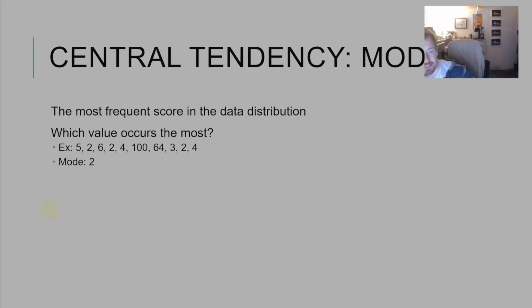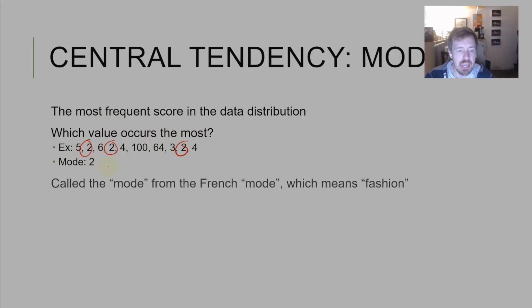The mode is the most common value in your data set. It's the most frequent score. So it's which value occurs the most. In this data set right here, 5, 2, 6, 2, 4, 100, 64, 3, 2, 4, the one that occurs the most is going to be 2, and so we report that. If you have more than one mode, like if we had 3 5s in here, then we say the mode is 2 and 5.